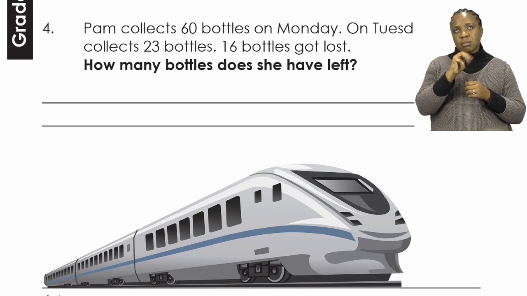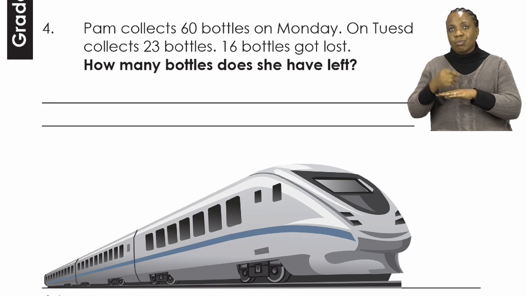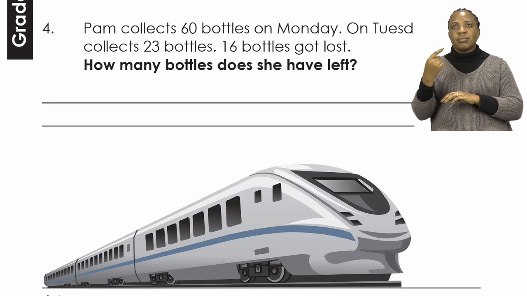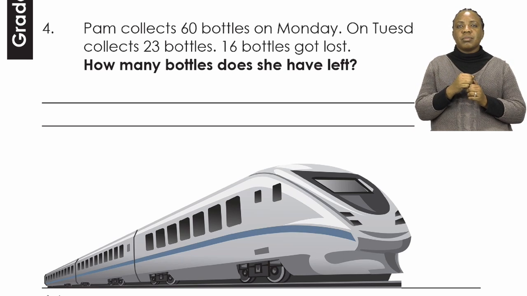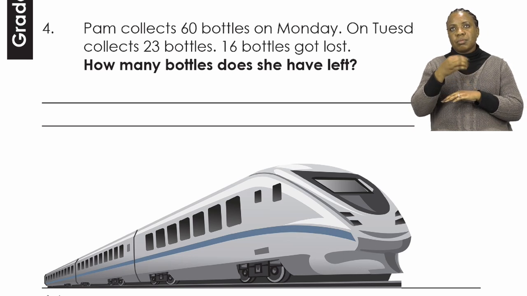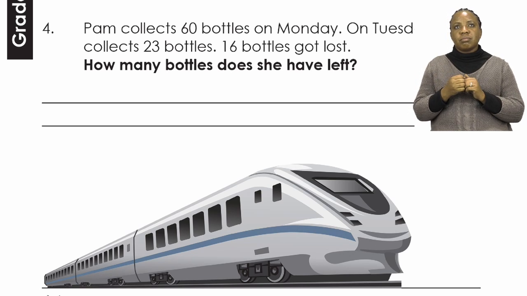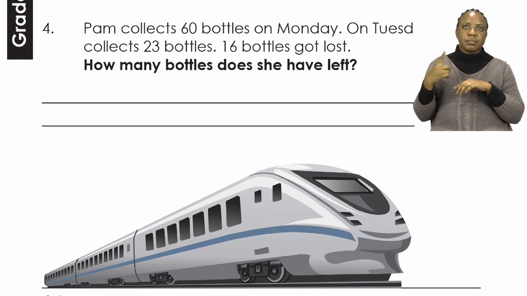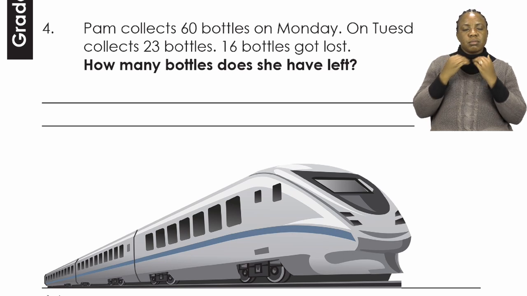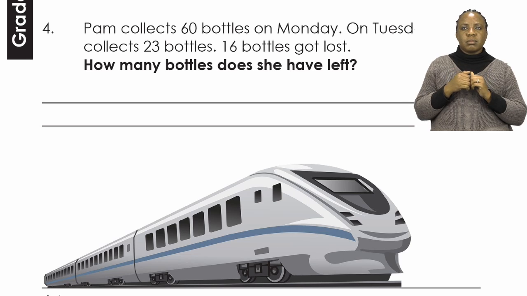Pam collects 60 bottles on Monday. On Tuesday, she collects 23 bottles. 16 bottles got lost. How many bottles does she have left? Let's read that again. This time I'd like you to take out the numbers that are important and then try to figure out which action we're going to do first.